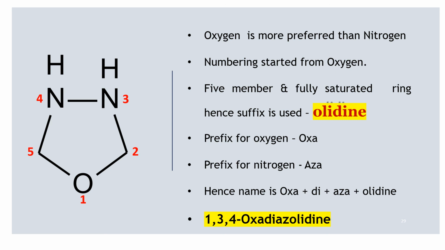Next, only the nature of the ring is changed, that is, a fully saturated ring. A fully saturated ring containing 2 nitrogens and 1 oxygen. At that time we use olidine, and the name of the structure is 1,3,4-oxadiazolidine. Okay, 1 for oxygen, 3 and 4 for diaza, and olidine for the saturated type of ring.